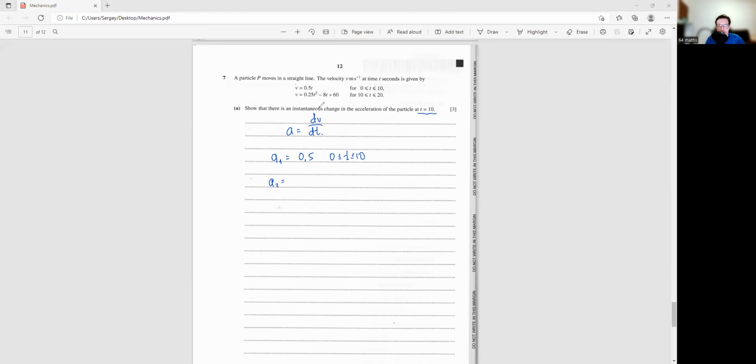Now, if I take the derivative of the second one, I will get 0.5t minus 8 if t is from 10 to 20. Now, if t equals to 10, obviously the first acceleration is going to be 0.5, it's constant. And now let's substitute t equals to 10 into the second equation.